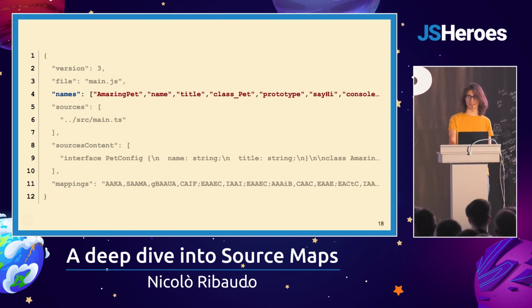For example, we have names. That is the list of original function names, variable names, and so on. We have sources. Sources is the file names of the original files.